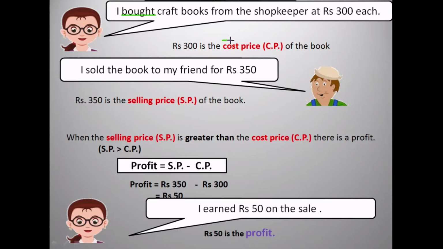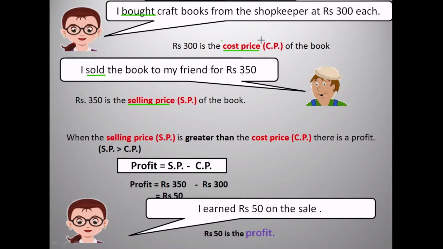Now I decided that I will give the same book to my friend. So I sold the book to my friend for rupees 350. Here, sold is nothing but the selling price of the book. I bought the book from the shopkeeper and I sold it to the friend for 350 rupees. Now see students, selling price and cost price.